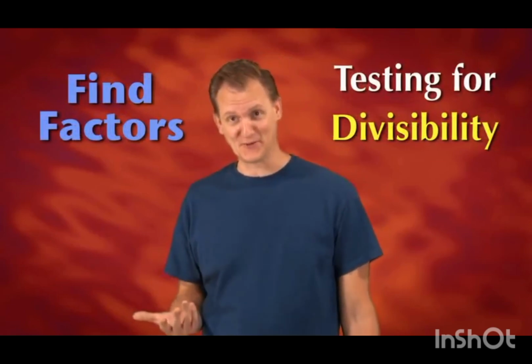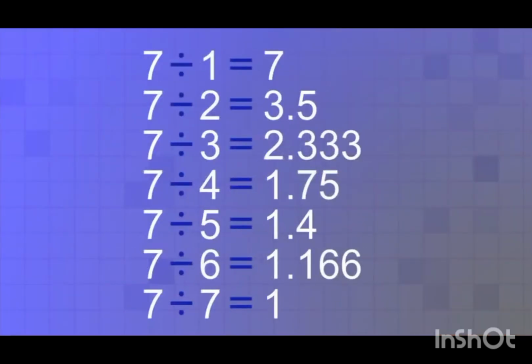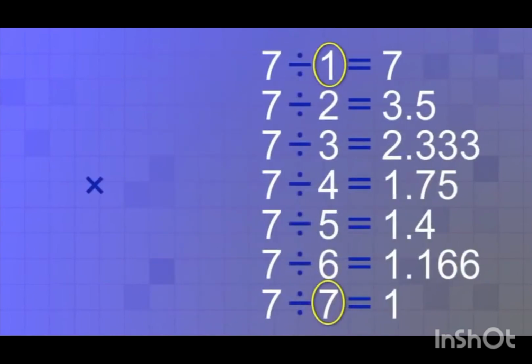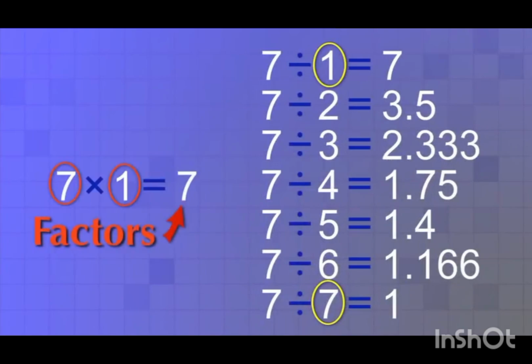Now, I'm going to do this really fast using my calculator. Let's see. Okay, here's the numbers I got. That's interesting. The only two numbers that didn't leave remainders were 1 and 7, and those are kind of obvious. We know that if you multiply any number by 1, you'll just get that same number. But why aren't there any other factors of 7?